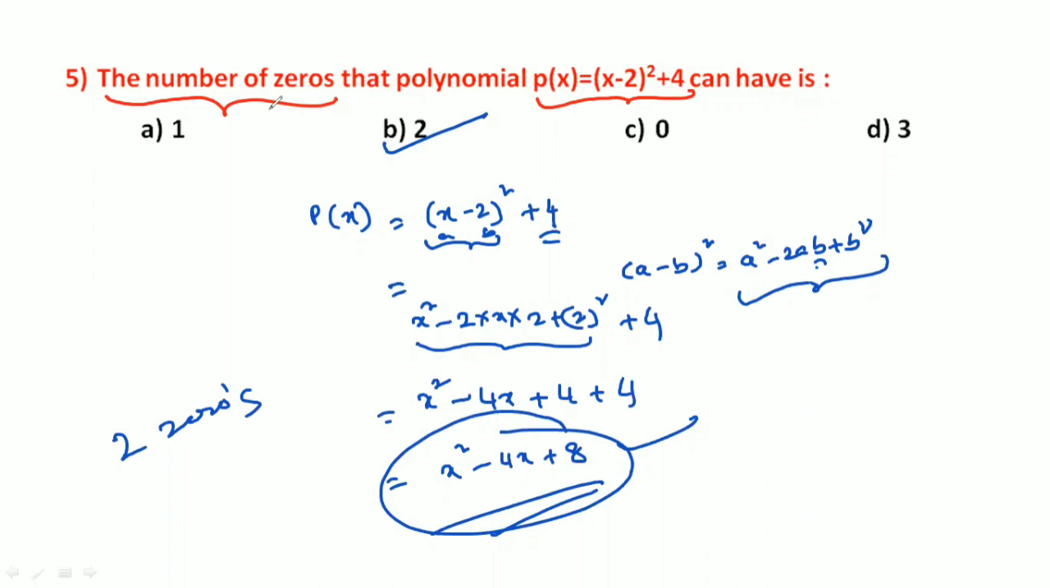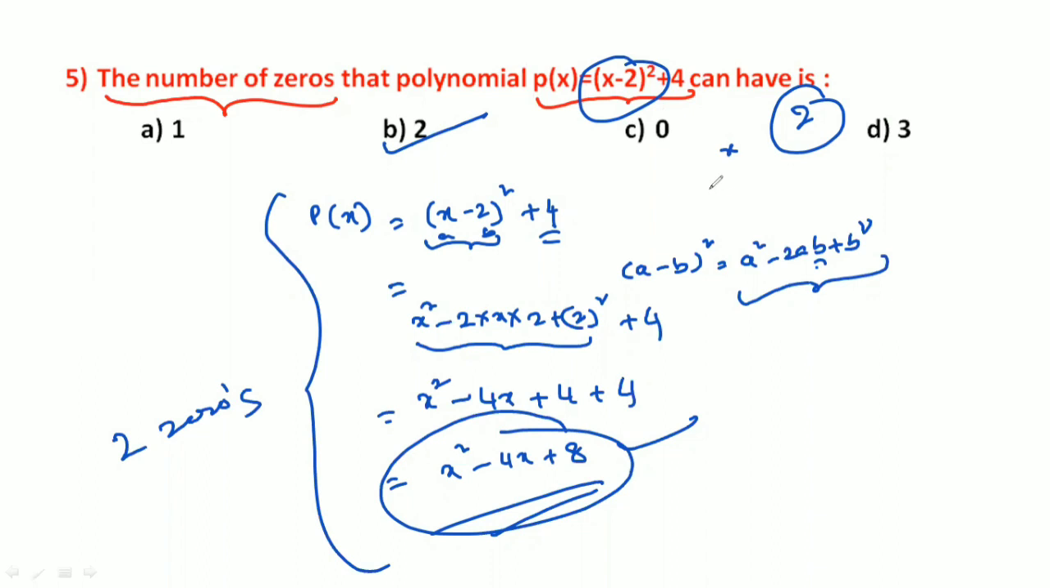Or else, my students, here also we can directly do it without doing all these things. x minus 2 whole square means by expanding we can get a quadratic polynomial, children. As there are no other powers of variables here, the highest power would be 2. If the highest power is 2, then we can say that it is a quadratic polynomial, so the quadratic polynomial has at most 2 zeros, children. So option B is an absolutely correct answer.